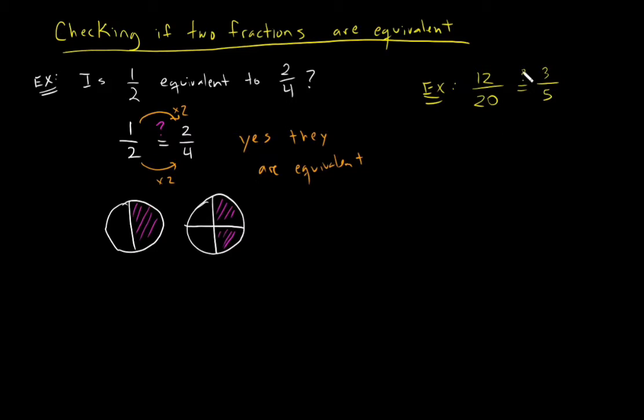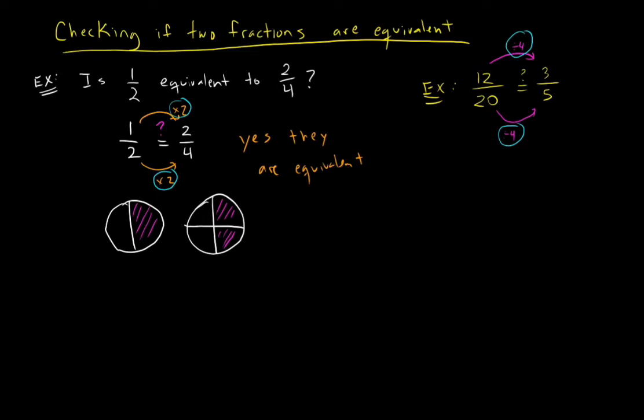scale up or scale down, and we can see that 12 becomes a 3 if I divide by 4, and the 20 becomes a 5 if I divide by 4. Notice that we divided both the numerator and the denominator by the same number, so that's how I know that they are equivalent, as long as they share the same number. So in this case, we scaled down by 4. In the previous case, we scaled up by 2. So that's how they are equivalent.